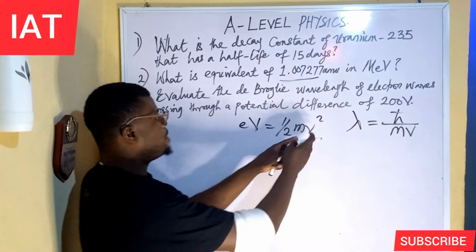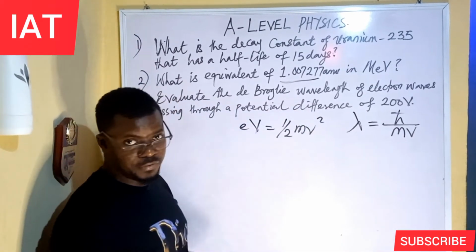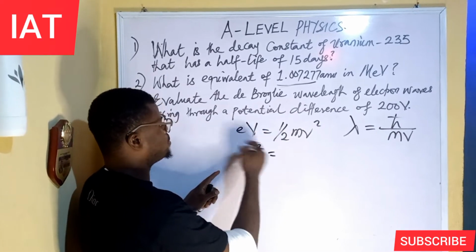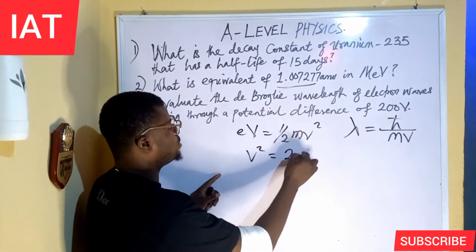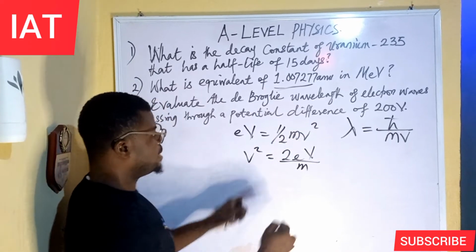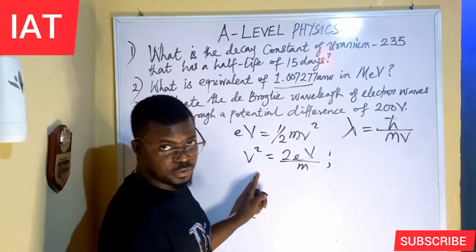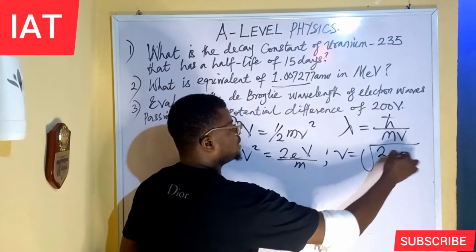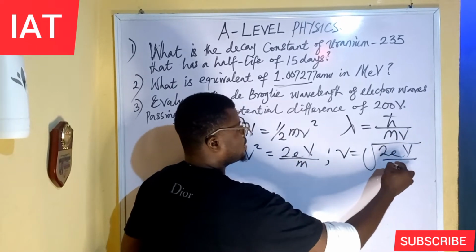And at this point, we can make the velocity the subject of the relation. If we do that, you can see that v squared will be equal to, if we cross multiply, 2 electron volt all over the mass. Then finally, we can make v the subject of the relation by saying v equals the square root of 2 electron volts all over the mass.